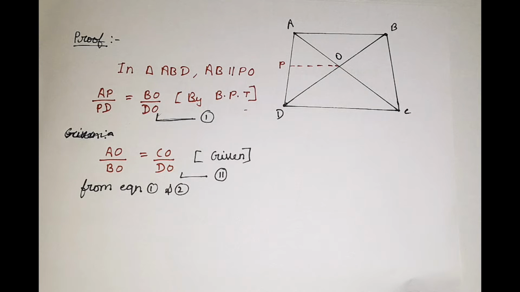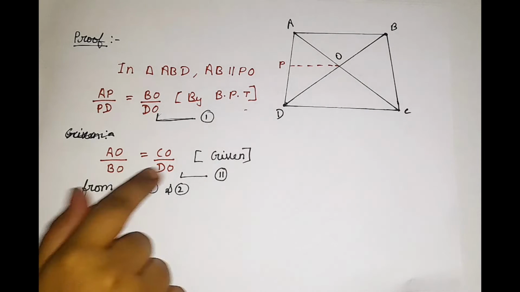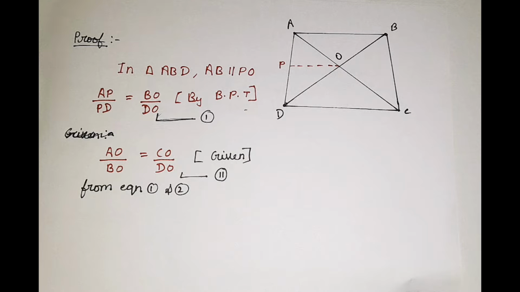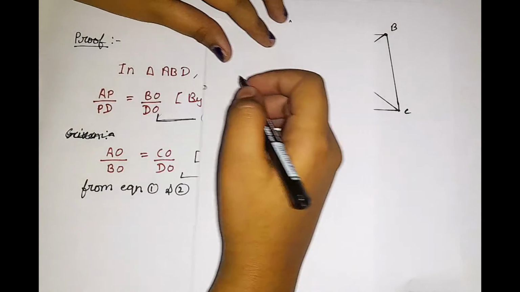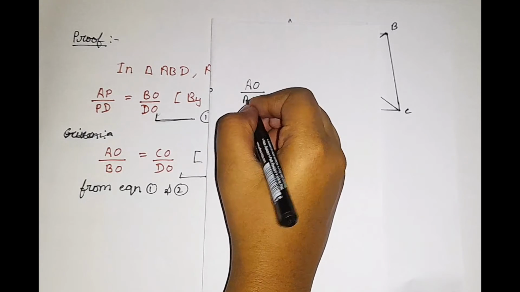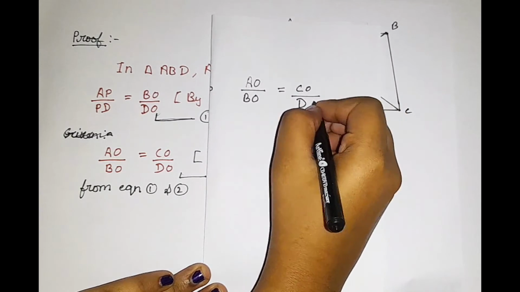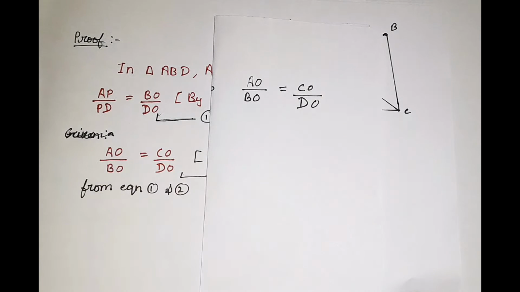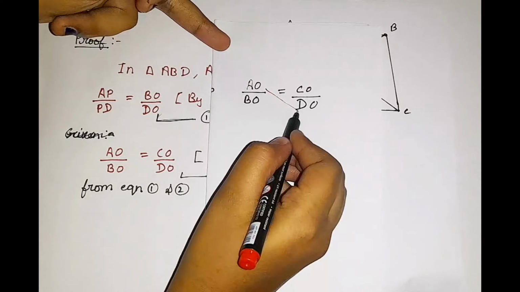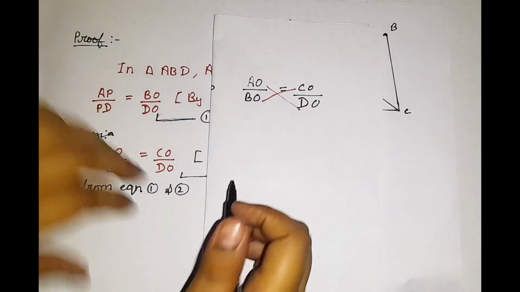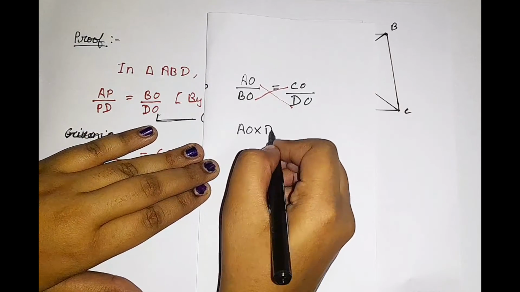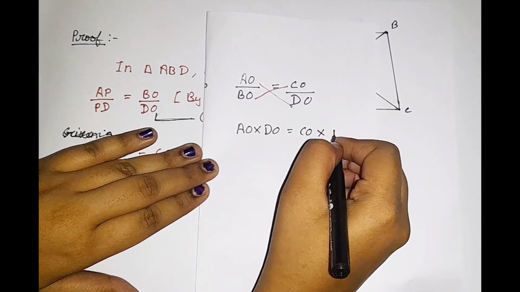Okay, so here also we are supposed to use something. So I have this value, right? So this value, when we just cross multiply it, we'll get another one value. What is that another one value? So I'll just show. So let me just write AO by BO is equal to CO by DO. So this is what is given, am I right? So when I just cross multiply it, I get AO into DO is equal to CO into BO, am I right?